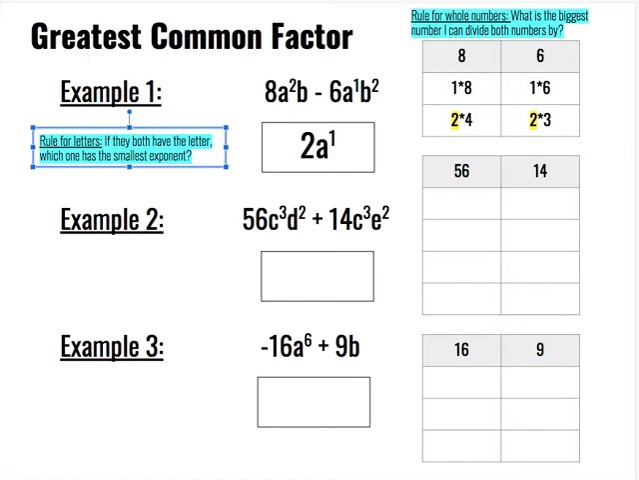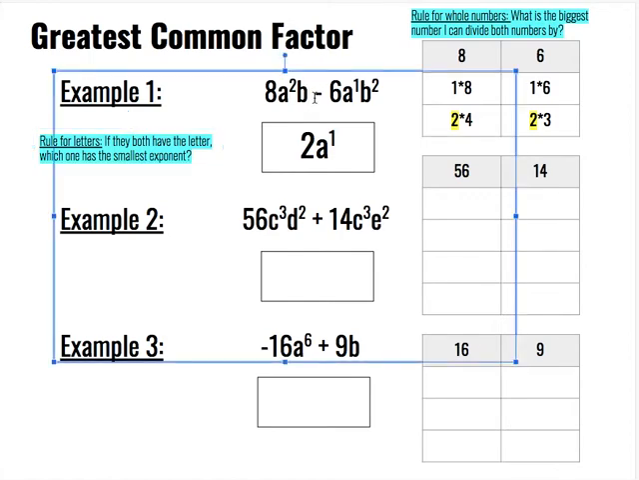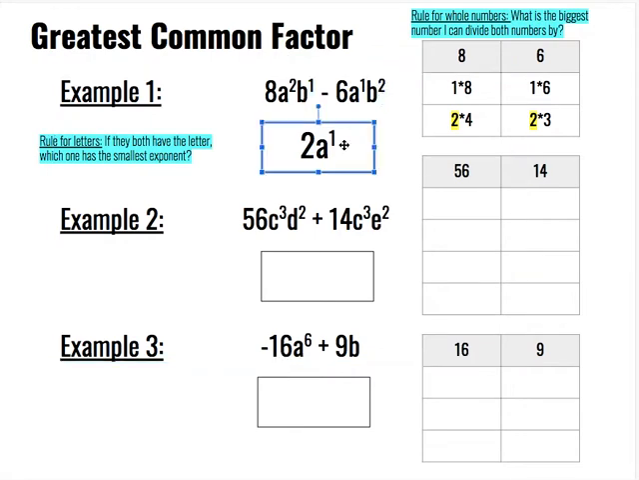All right, so let's do the same thing for b. We got b by itself, so we assume that it has a power of 1, and b to the second power. So out of those two, which one has the smallest little number, the smallest exponent? It is b to the first power. So they both share a b, and the smallest exponent is a 1. So that's how you do these examples and these problems on this assignment.